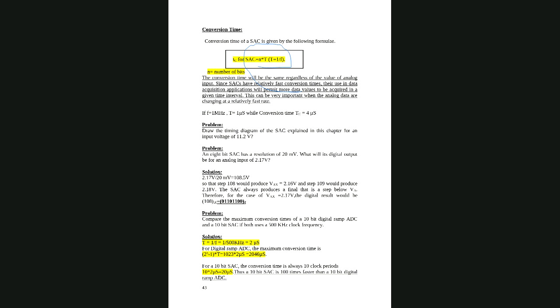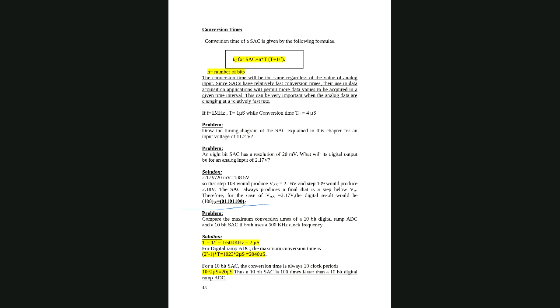Then this is the example we discussed last week, that we have an 8-bit SAC, and 20 millivolt is the resolution, meaning step size, and 2.17 volts. Then we did it very simply. We divide 2.17 over 20 millivolt. It becomes 108.5. Now, if it is SAC, I will take 108, and I will convert it into binary.